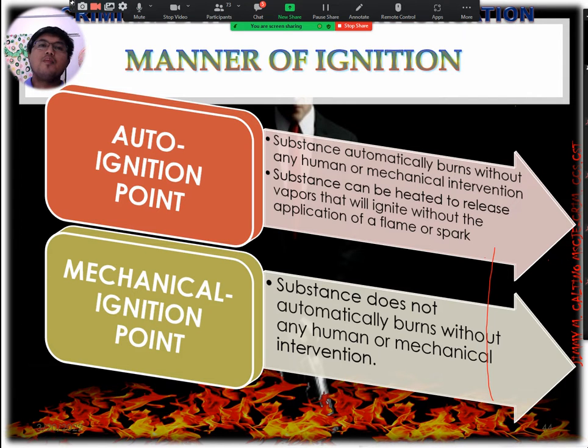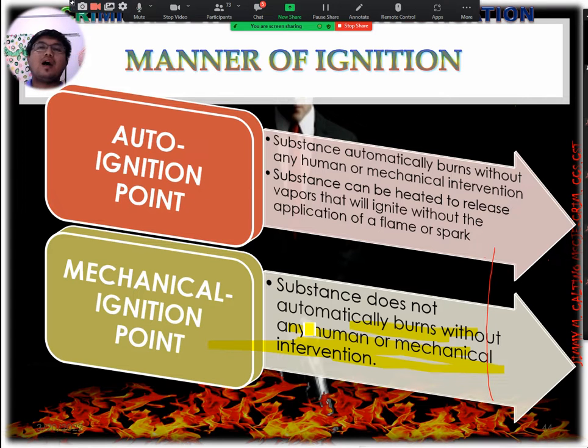Okay? Mechanical ignition point, on the other hand, tells us that the substance or the fuel does not automatically burn without human or mechanical intervention. So from the word mechanical or from the word mechanic, machine. So there is the intervention of human. So for example, nilighteran niya, okay, pinainitan niya, sinasadya niya painitan para magkasunog. That is what you call as mechanical ignition point. Okay?